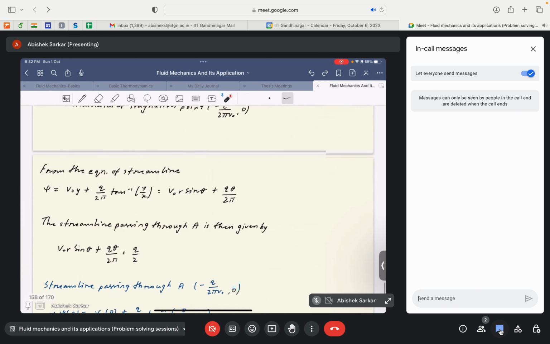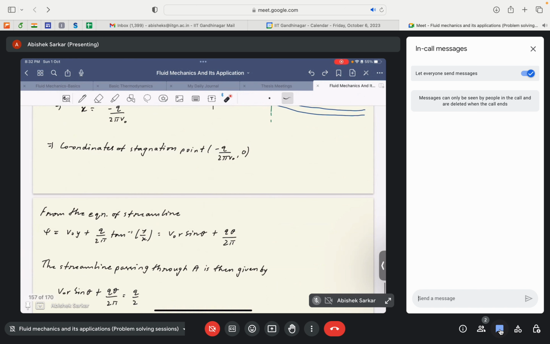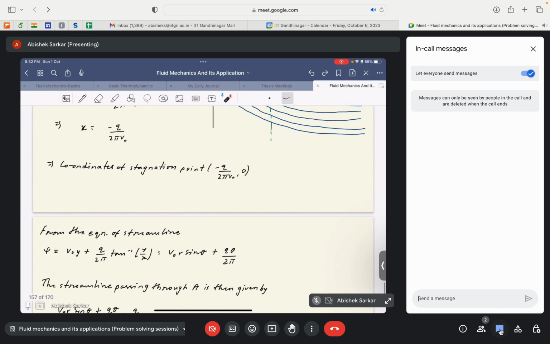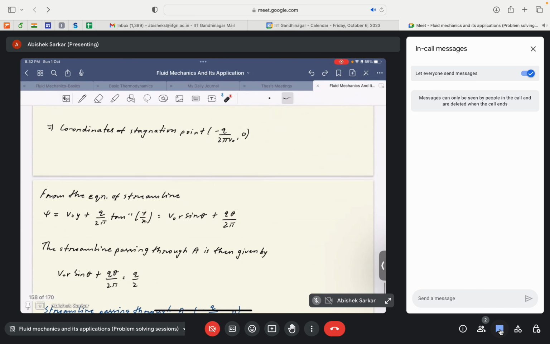Then the equation of this streamline, the surface above which we want to visualize the flow, is given by this equation.